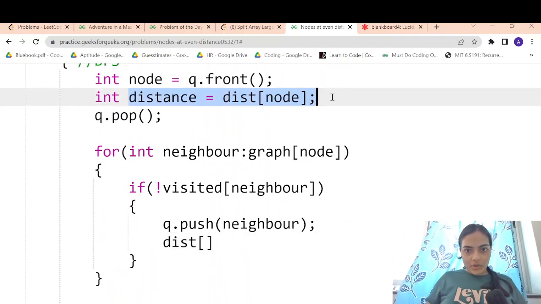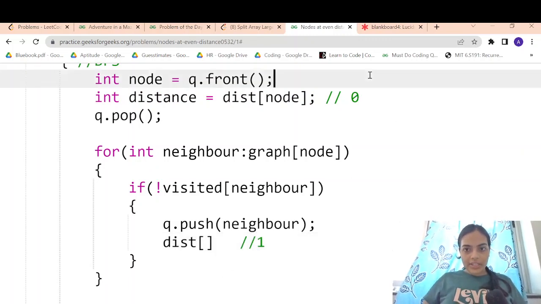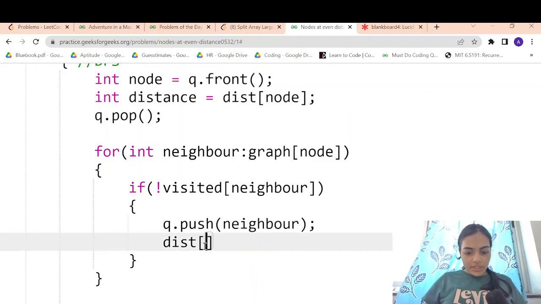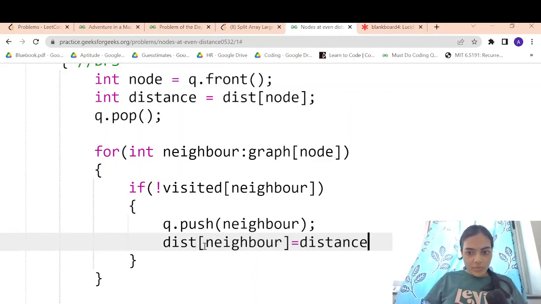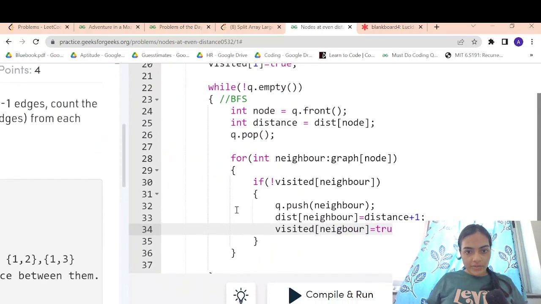See, let's say the distance of this node is 0, so all the neighbors of this will be at distance 1. If the distance of this node is 4, then all of these will be at distance 5, because these are just immediate neighbors, right? So distance of neighbor is just equal to distance plus 1. Okay, that's it. Now I'll also make it visited. So visited of neighbor is equal to true. That's it. That is the simple BFS code that we have written.